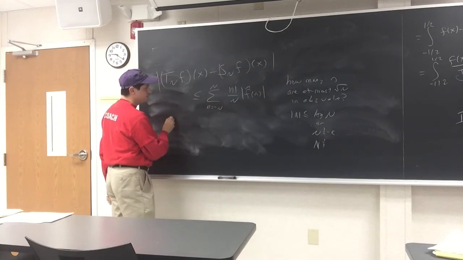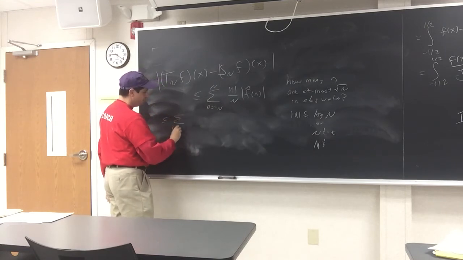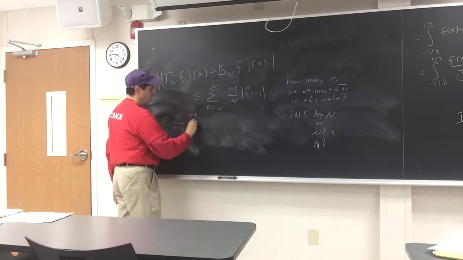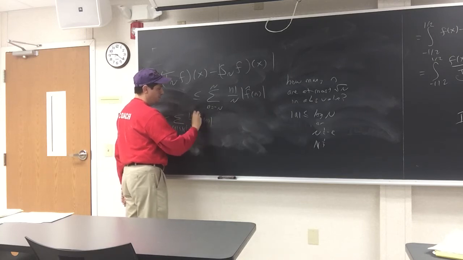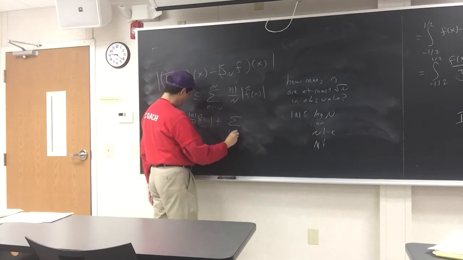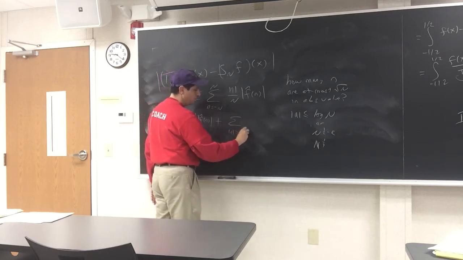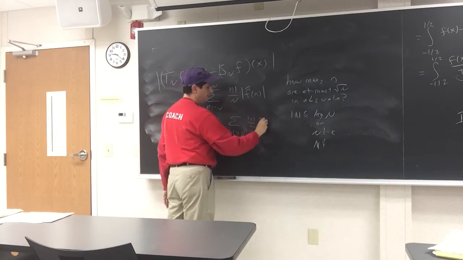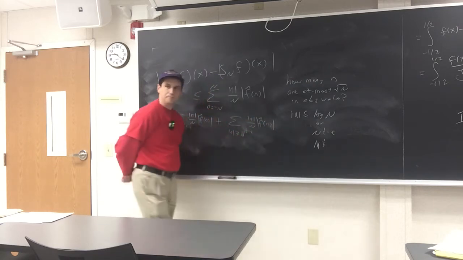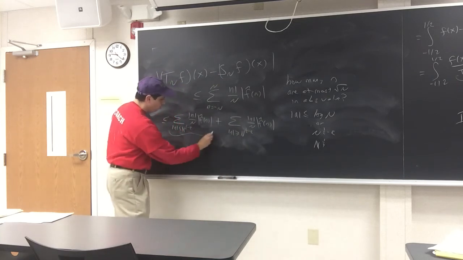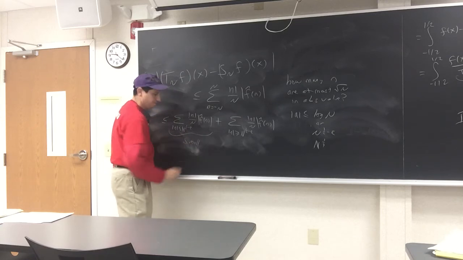So this is going to be less than or equal to the sum over the absolute value of n less than or equal to, let's say, N to the 1/2 minus epsilon, of n over N f hat of n. And then we'll have a plus a sum over n greater than or equal to N to the 1/2 minus epsilon, of n over N f hat of n. Okay? Now here, we all agree that we can make this small.